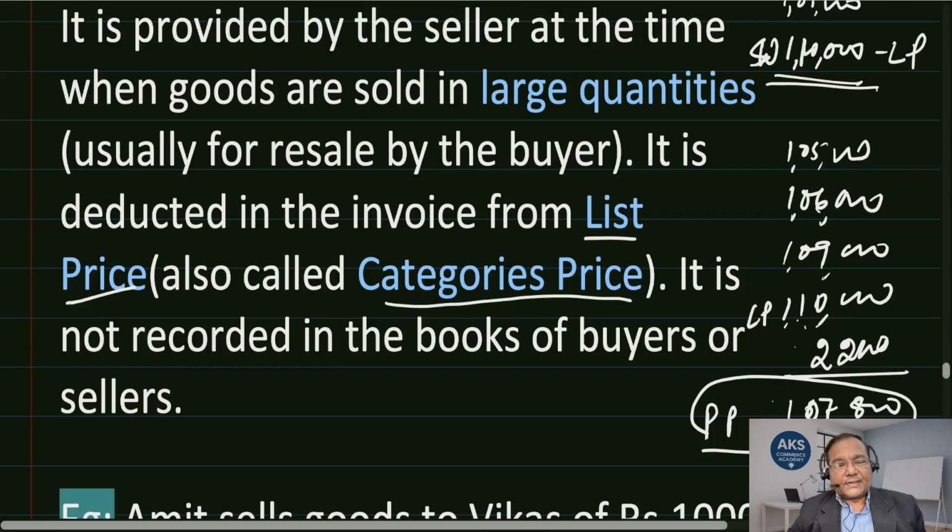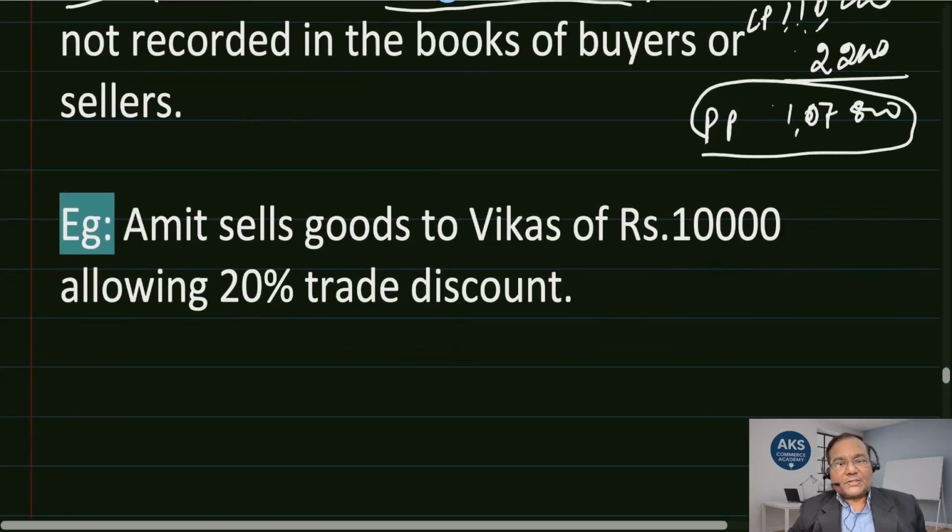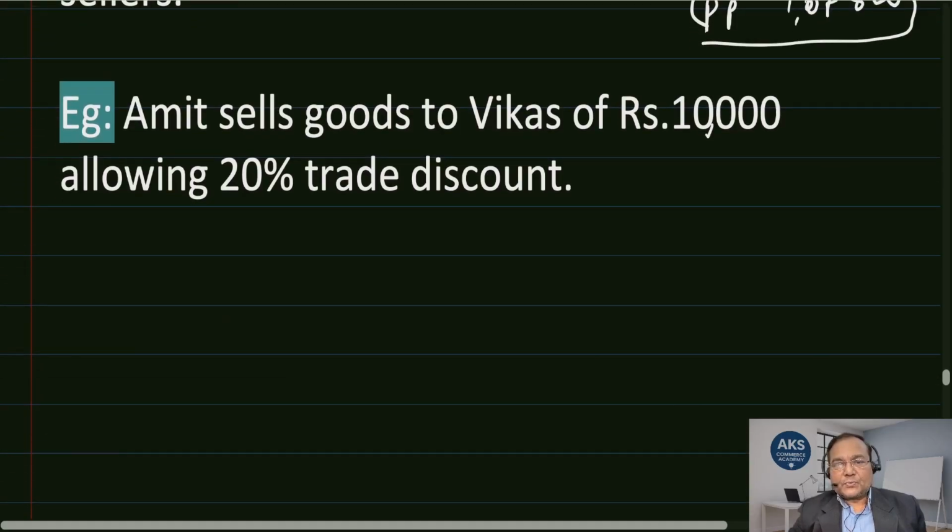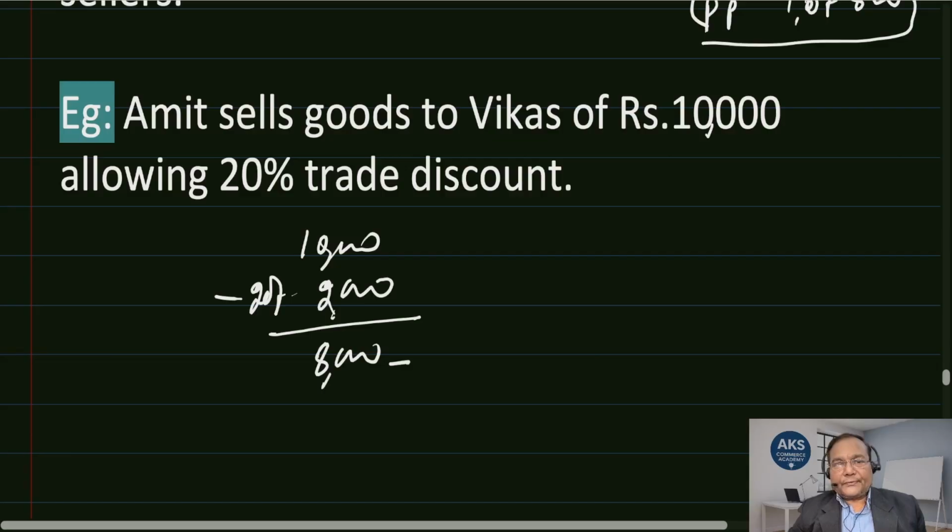Okay, so let's see the next one in an example. Amit sells goods to Vikas of rupees 10,000, allowing 20% trade discount. So what should be the purchase and sale price? How is the entry to be done? The list price was 10,000, allowing him 20% trade discount. So 10,000 minus 20%, which is 2,000. So effectively the buying price is 8,000.